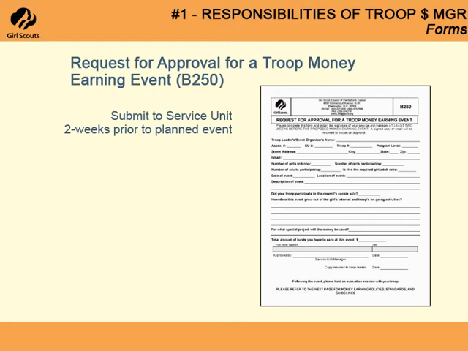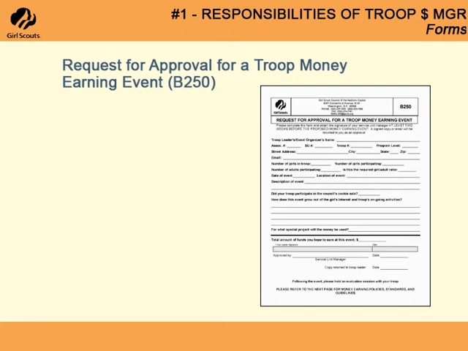2 weeks prior to a proposed money earning event, a B-250 needs to be submitted to the service unit manager for approval. This is a request for approval for a troop money earning event. Before submitting this form, troops should consider how they will fulfill the expectation to participate in the Fall Product and Cookie Sale program in some way. We'll talk more later about the guidelines for money-earning events, but first let's focus on how submitting this form benefits you and your troop of girls.